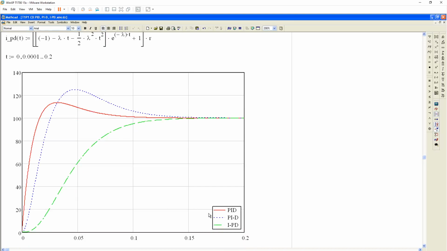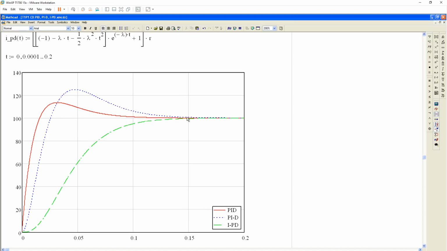And notice that the PID response is here, and it's a little bit faster, and it doesn't overshoot nearly as much as the PI minus D. And it's amazing that they use this in PLCs because it's not as good as using either the normal PID or the I minus PD.